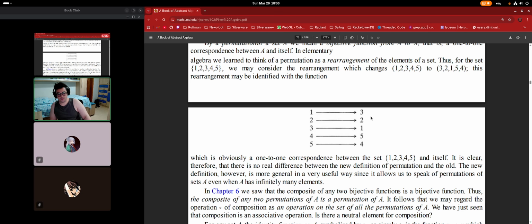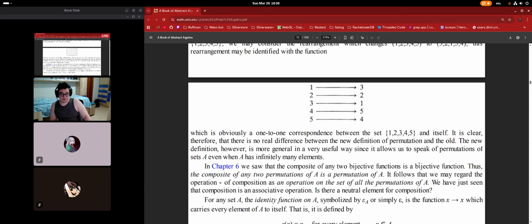This rearrangement may be identified with this function. And how do we know this is going to be the case? Because the function is bijective, which means that each element in the domain will be mapped to a different element in the range, and we're going to use all the range. So it is a one-to-one correspondence. So our elementary algebra intuition can be kept. That's good.